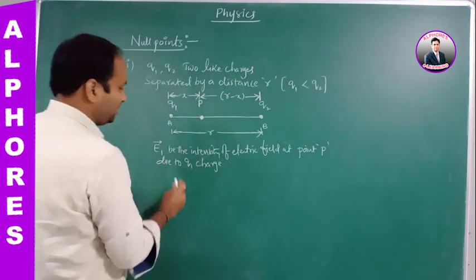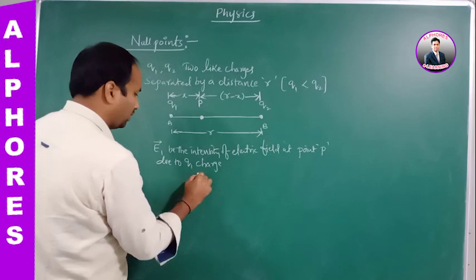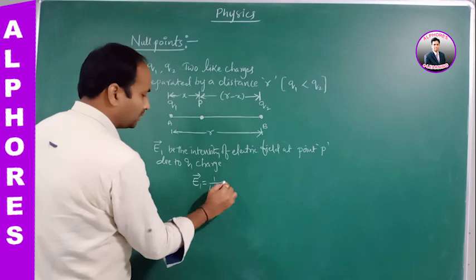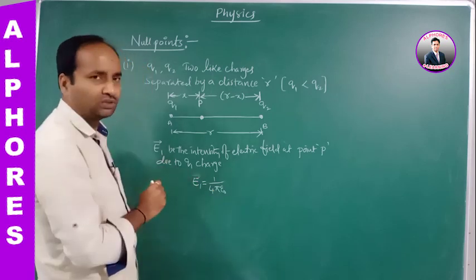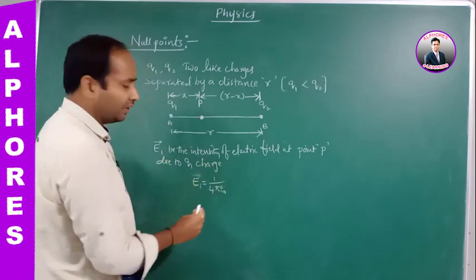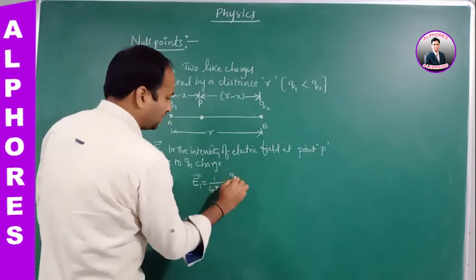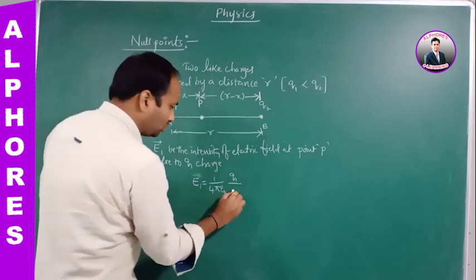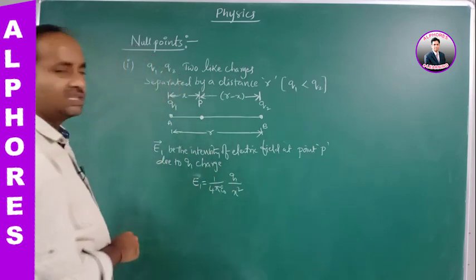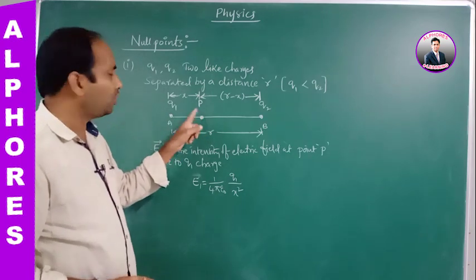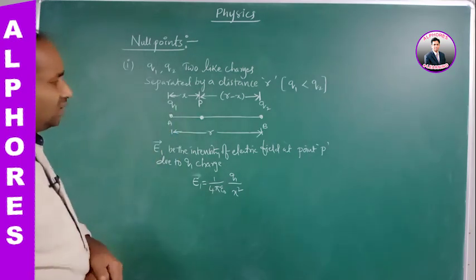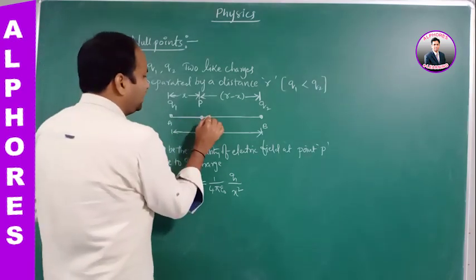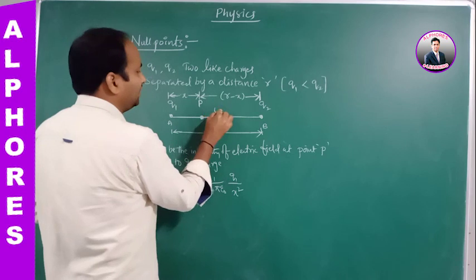So what is E1 bar? E1 bar is equal to 1 by 4 pi epsilon naught. We are just writing the magnitude; we should specify the direction later. The charge is Q1, and the distance of point P from the charge is x. So E1 is 1 by 4 pi epsilon naught Q1 by x square. This is the intensity of electric field at the point P by the charge Q1. What is the direction? This is a positive charge, so the direction is radially outwards. This is the direction of E1 here.